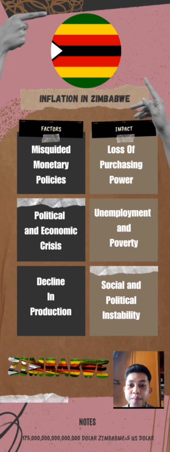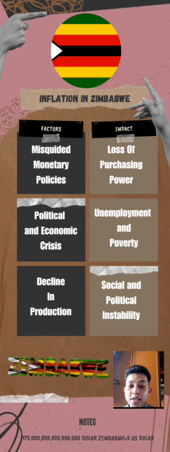Second, unemployment and poverty. The economic crisis caused by high inflation led to numerous business closures and increased unemployment rates. Many people fell into poverty, struggled to meet basic needs, and faced limited access to food and healthcare.